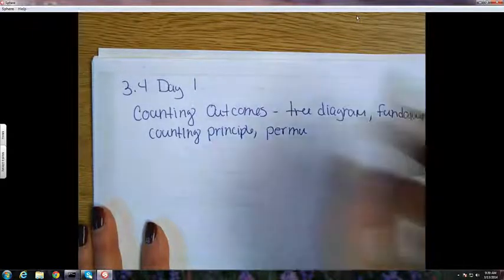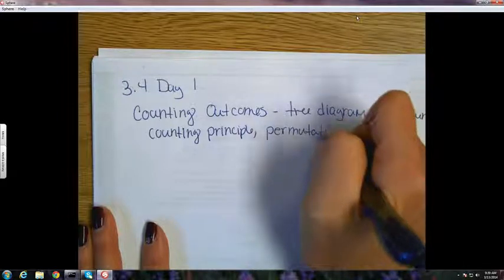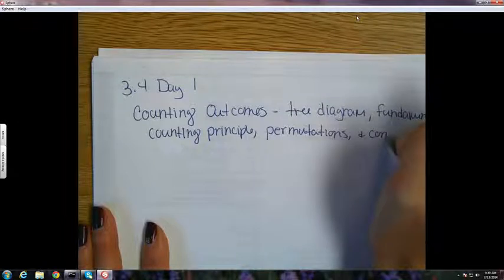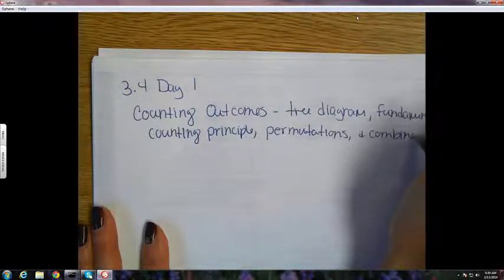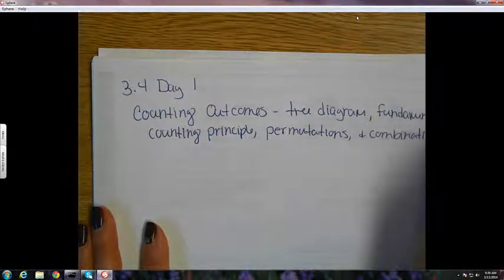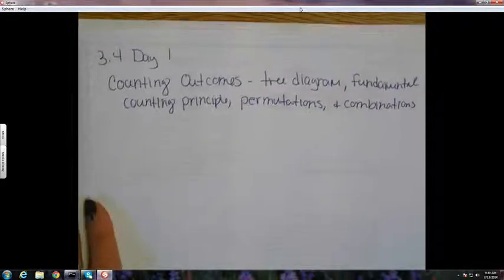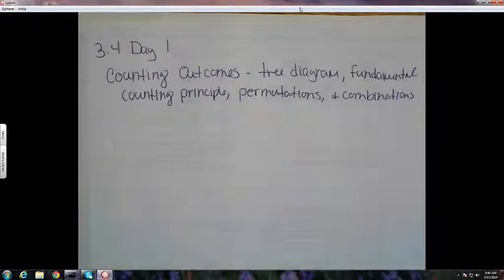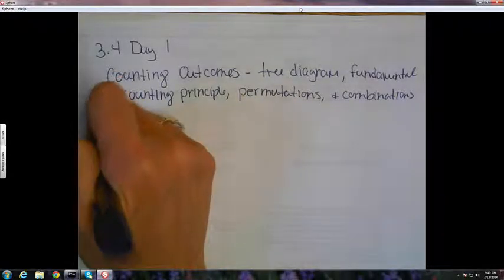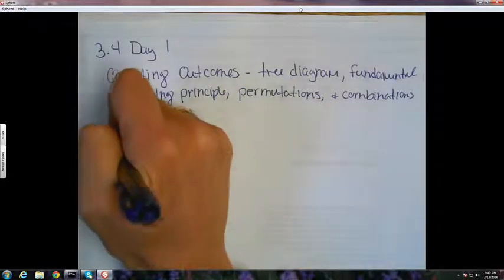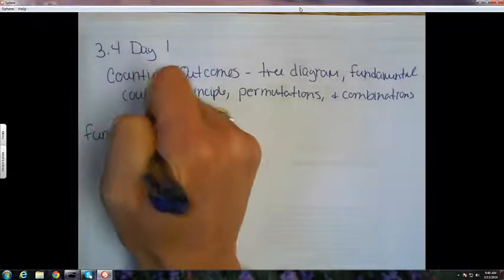Fundamental, permutations, and combinations. Tree diagrams are very limited because if you've got a lot of outcomes, it's very difficult to make a tree diagram. There are a lot of events with a lot of different outcomes in them. Okay, let's go with the fundamental counting principle first. And you had all of this stuff in advanced algebra. It'll come back.